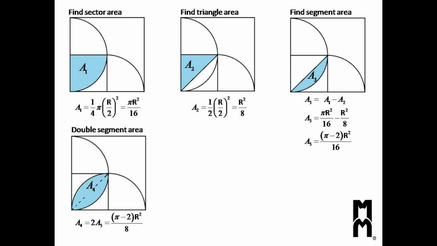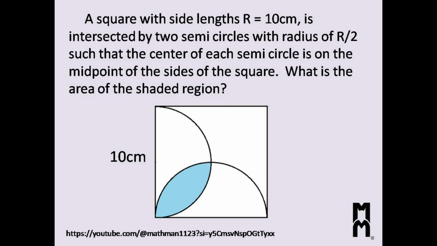Once we found the difference between areas 1 and 2 and called it area 3, now we can simply double area 3 and we'll be able to find the actual area of the shape that we were looking for.